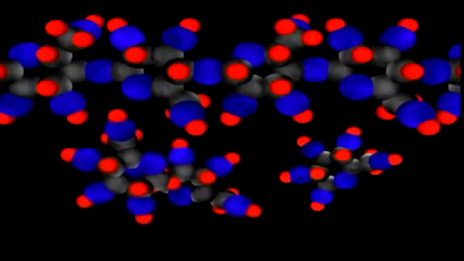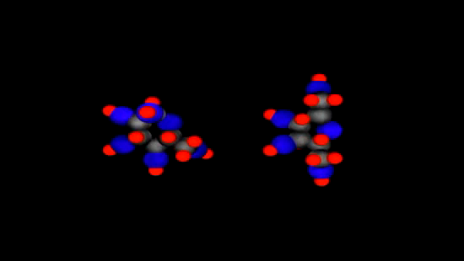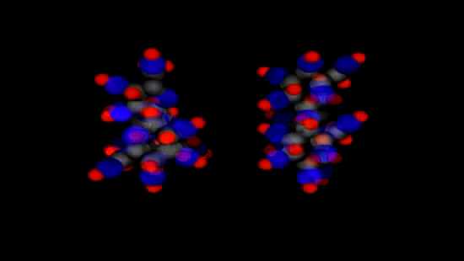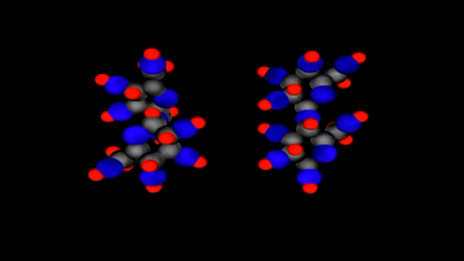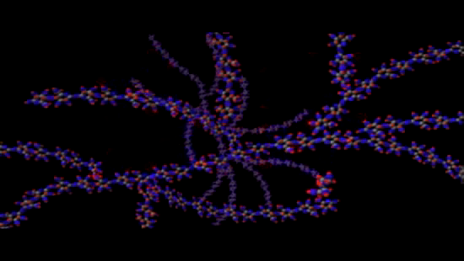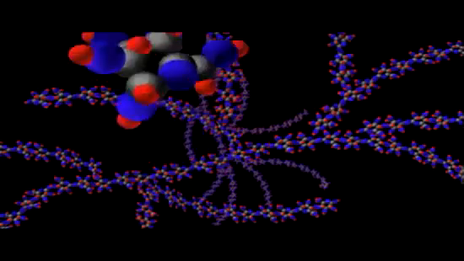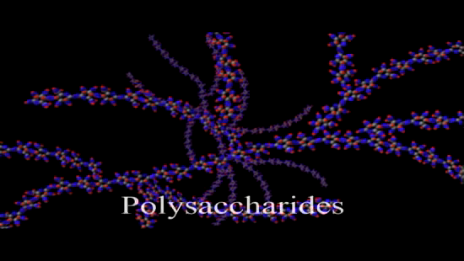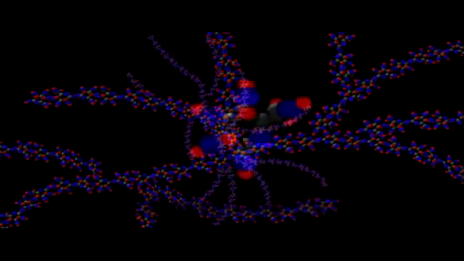Carbohydrates fall into one of 3 categories, depending on the number of sugars they contain. Carbohydrates, such as glucose or fructose, that consist of a single sugar monomer, are called monosaccharides. Sucrose, lactose, and other carbohydrates that contain 2 sugar monomers are called disaccharides. Starch, glycogen, cellulose, and other carbohydrates made out of long chains of sugars are called polysaccharides.